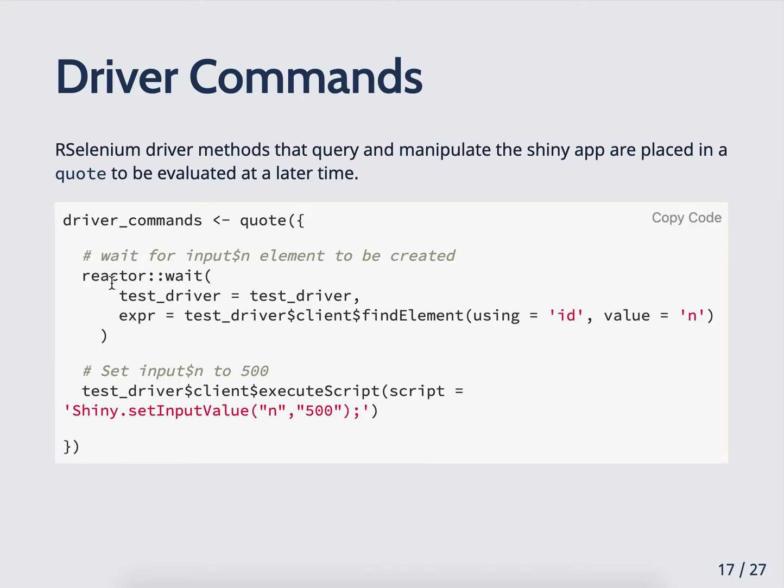So here there's two commands. I'll go over what reactor wait means in a second, but here we are waiting for an input element to be created. And second, we are manipulating the app with an execute script command. So here we are setting the input value to 500.